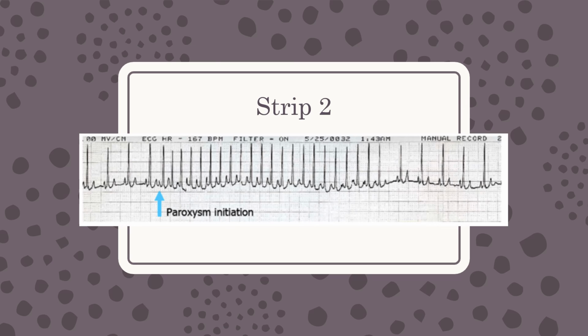Another example of PSVT, you can see where it's initiated here. You see we're going along right here. We've got sinus beats here. You can see the P waves, and then all of a sudden we're in a really rapid heart rate of about, does it say 300? 167 initially, but this is much faster. You can see that's probably going to be a rate of around 250 to 300 in that fastest part.